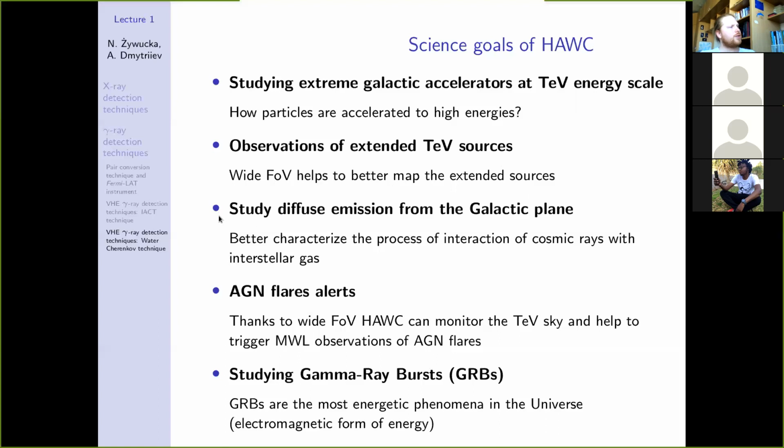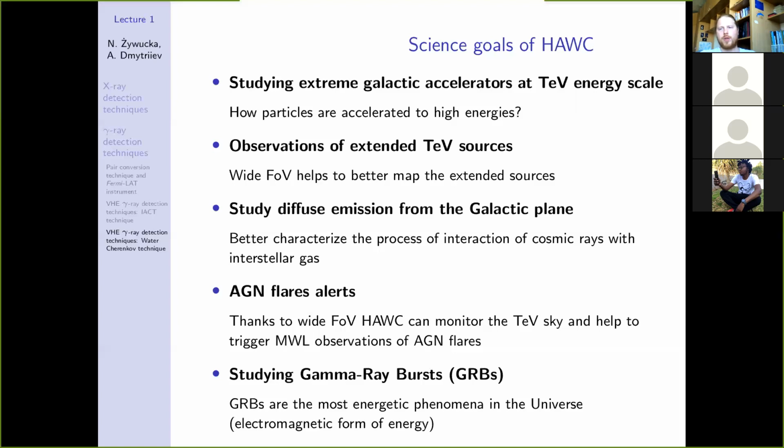Next is to study the emission from the galactic plane. I was showing a couple of lectures ago the gamma ray map of the entire sky, and the galactic plane was shining in gamma rays because of the interaction of cosmic rays with the interstellar gas.